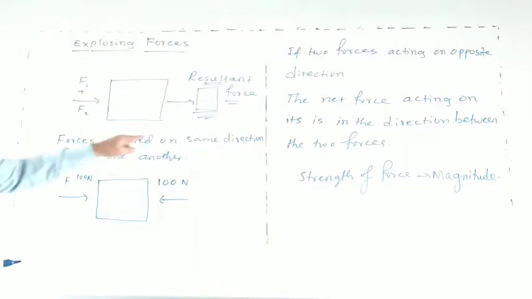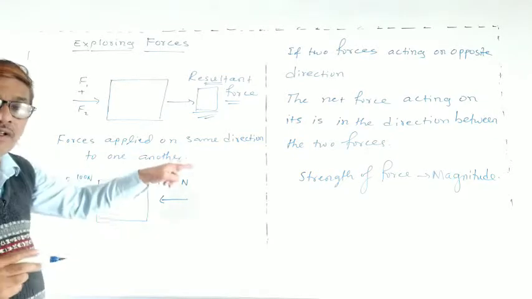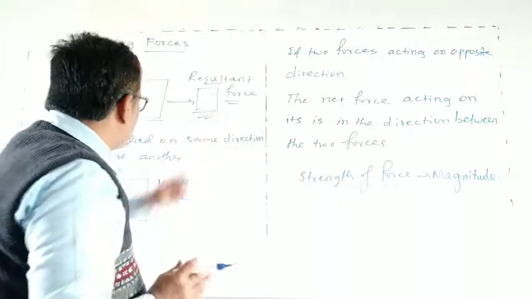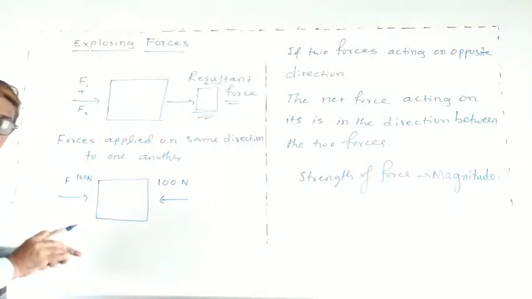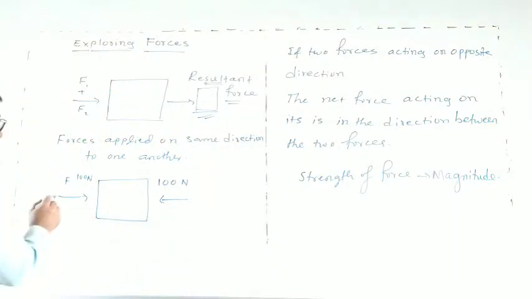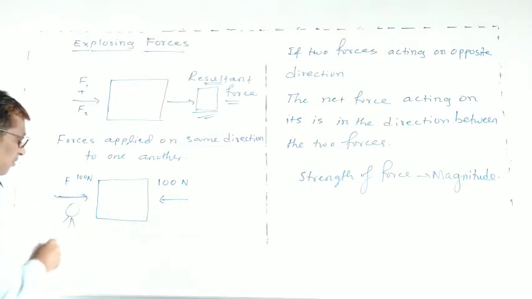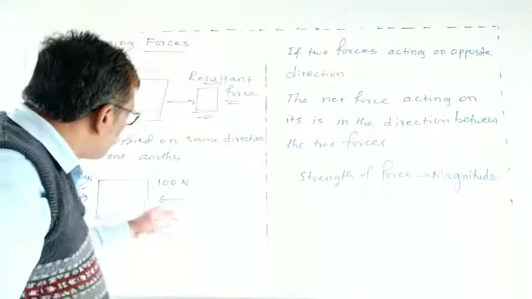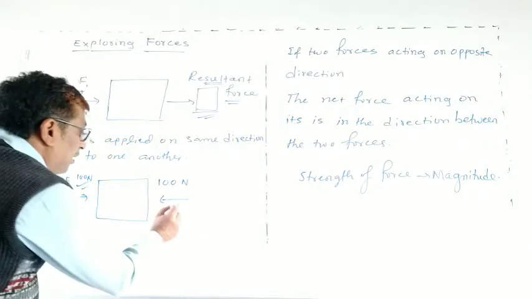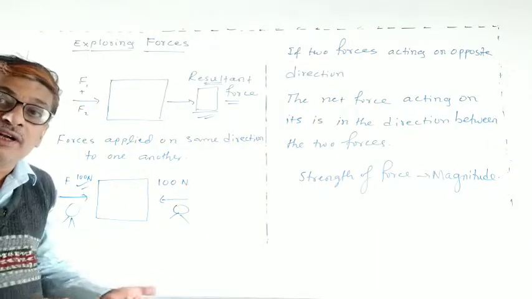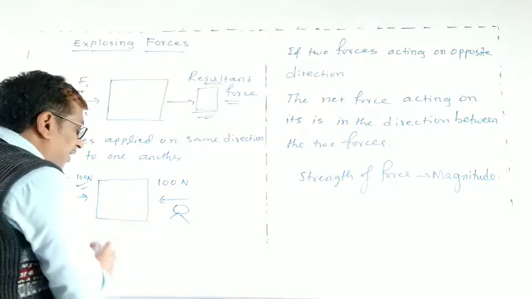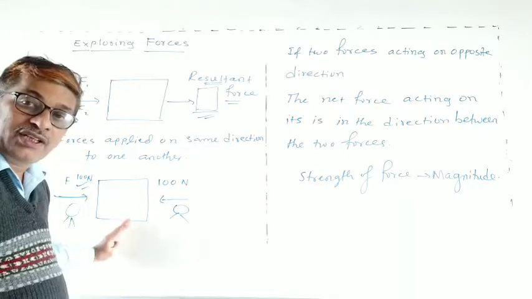See, forces applied in the same direction add together. That is what we call the resultant force. Now, this is the second example. One person applied a force of 100 Newton. You know that the Newton is the unit of force. Another person applied the same force, 100 Newton. So what about the resultant force? It is not moving anywhere. It will stand as it is.